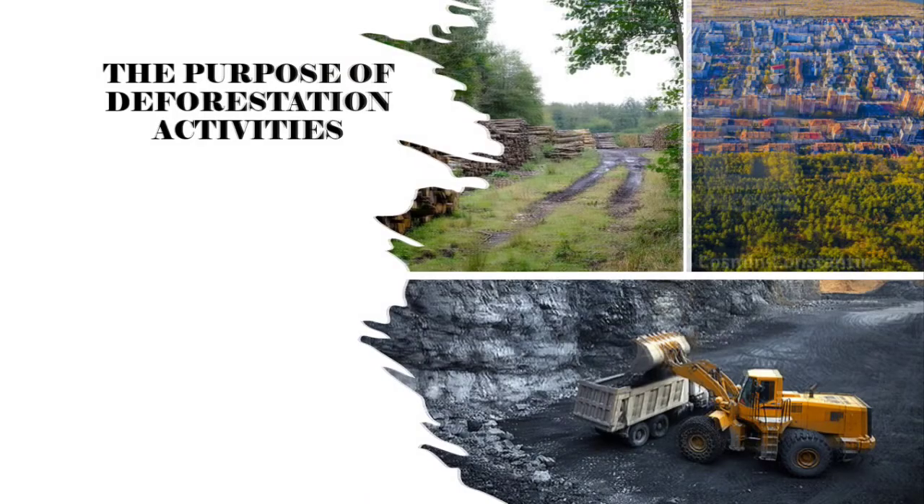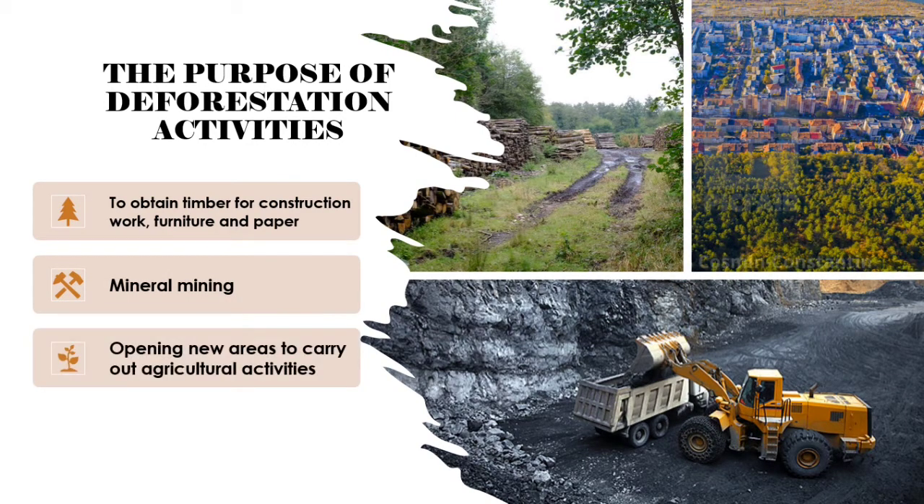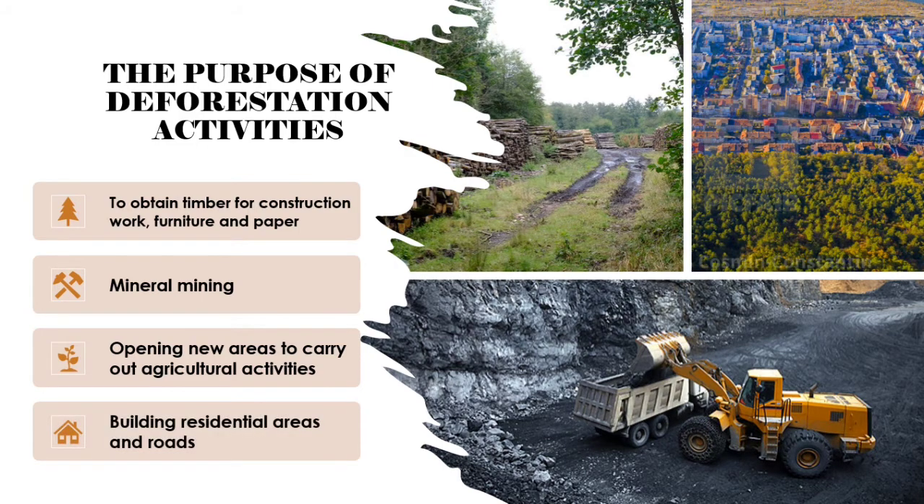The purpose of deforestation activity. Okay, so why do people do deforestation? First, to obtain timber for construction work, furniture and paper. Number 2 is mineral mining. Number 3 is opening new areas to carry out agriculture activity. And the last one is building residential areas and roads. So this is the purpose.